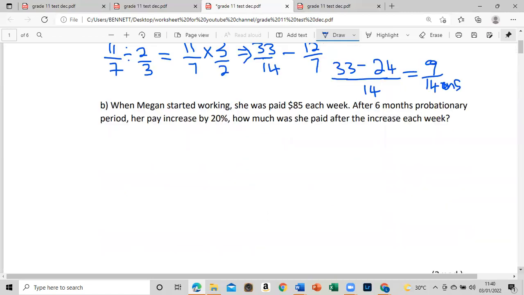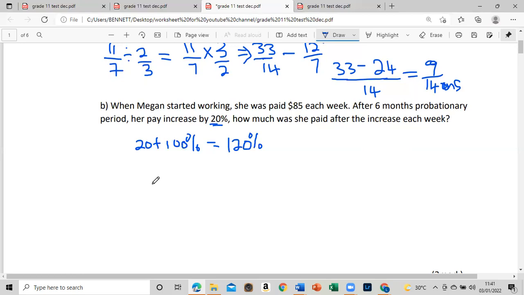It says when Megan started working, she was paid $85 each week. After a 6 months probationary period, her pay increased by 20%. How much was she paid after the increase each week? So all we're gonna do is increase 85 by 20%. If it's 20%, she's already getting 100%. So 20% plus 100% is gonna give us 120%, right? Because it's increased now, so our pay is now 120%, alright?